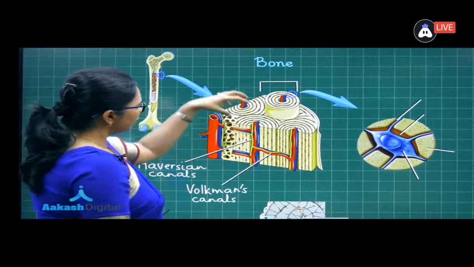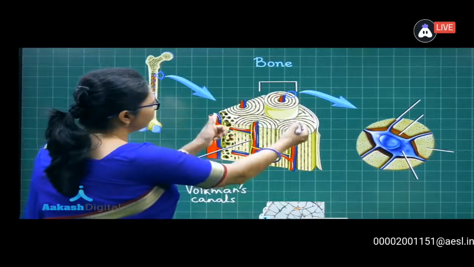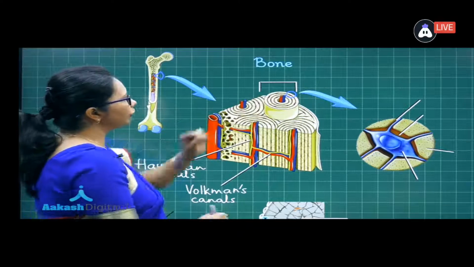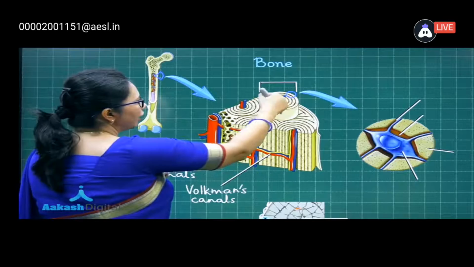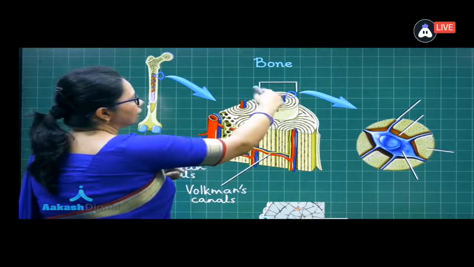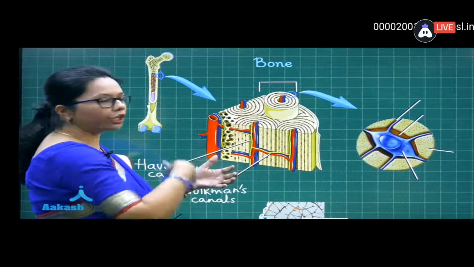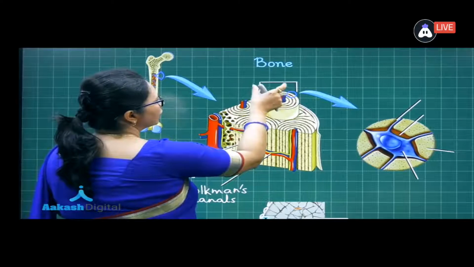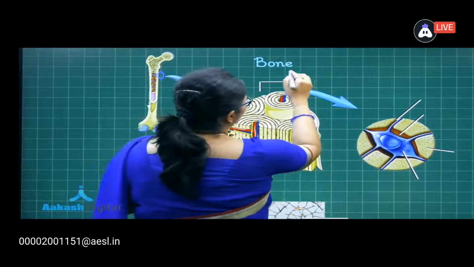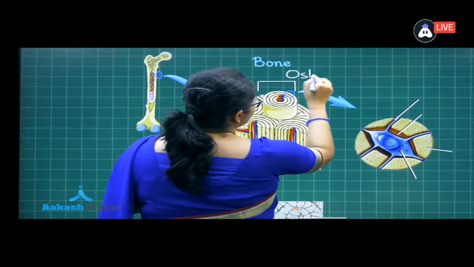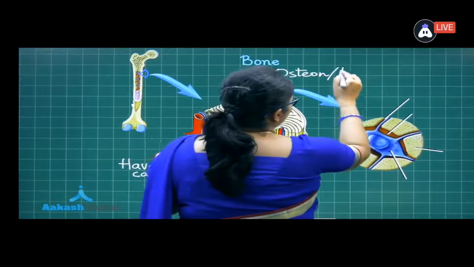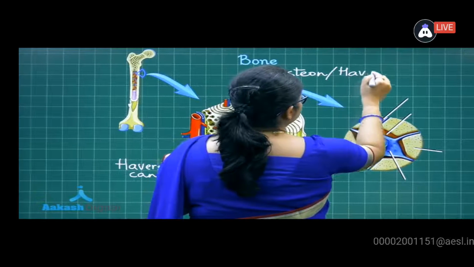Now within this region we can see concentric rings present around each Haversian canal. Here this is the Haversian canal, and surrounding it, concentric rings of the matrix are present, and this entire one concentric ring system is called an osteon or the Haversian system.